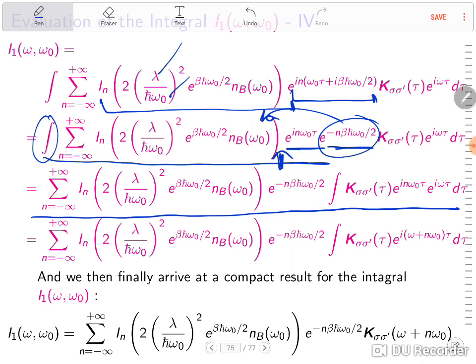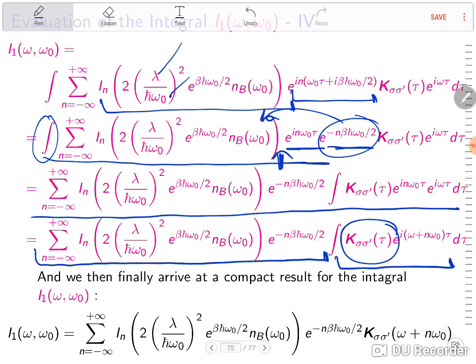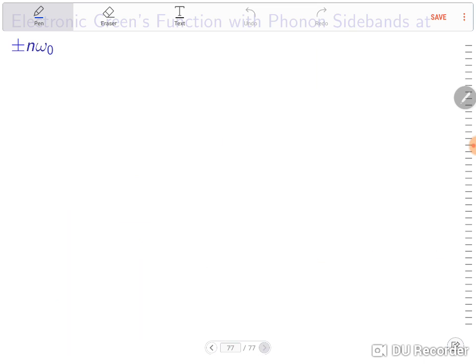Then what we have is nothing but this harmonic summation in Bessel harmonics, and then we have this integral here. How will that look? Actually this here is nothing but the Fourier transform of this function k sigma sigma prime of tau, but evaluated at omega plus n omega 0, which is what we have here. So this is the value of the integral.